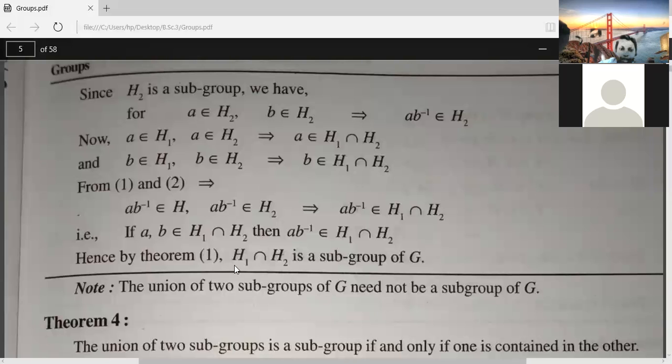Now, if a, b belongs to H1 intersection H2, then a b inverse belongs to H1 intersection H2. Therefore, what we can say is that H1 intersection H2 is a subgroup of G.